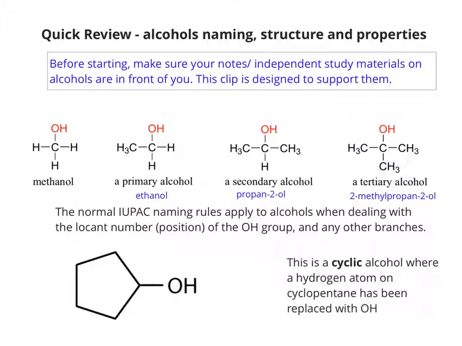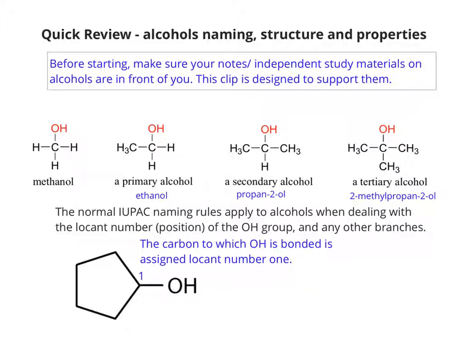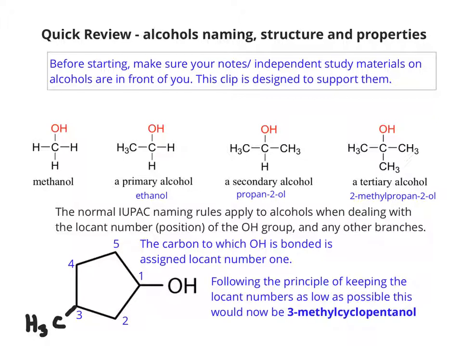So this is now a cyclic alcohol where a hydrogen atom on cyclopentane has been replaced with OH. So the carbon atom to which OH is bonded is assigned locant number 1. So following the main idea of keeping the locant numbers as low as possible, you'd now call this 3-methylcyclopentanol.